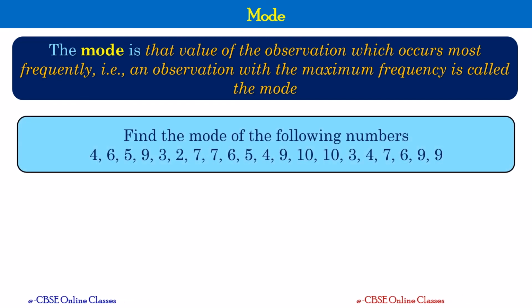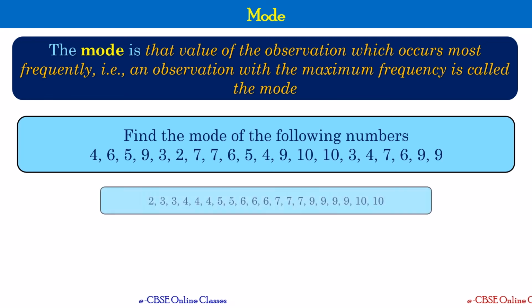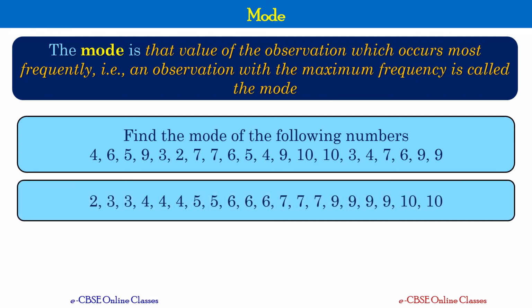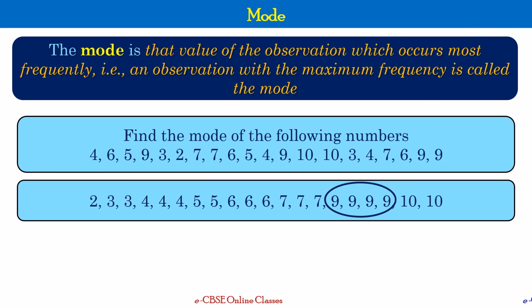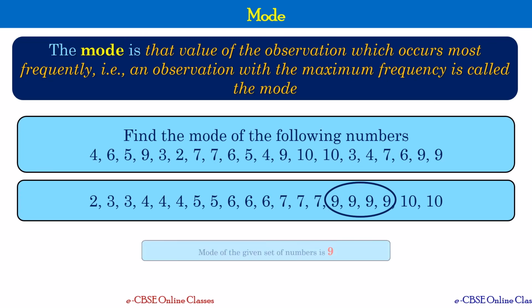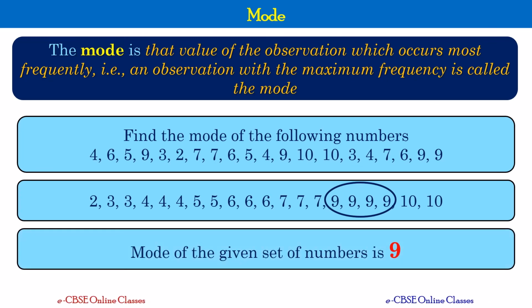Find the mode of the following numbers. The numbers given are 4, 6, 5, 9, 3, 2, 7, 7, 6, 5, 4, 9, 10, 10, 3, 4, 7, 6, 9, 9. Okay. Remember, the first step is to arrange them in ascending or descending order so that the frequency will be visible. So I am arranging them in ascending order here. The order is like this. Now you can clearly see here that 9 is occurring 4 times, more than any other number, correct? So 9 is the number with the highest frequency. So the mode of the given set of numbers is 9.